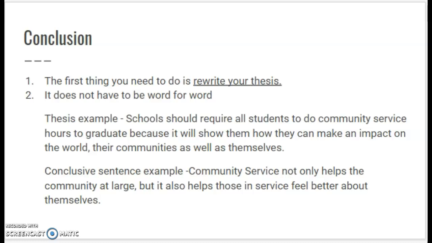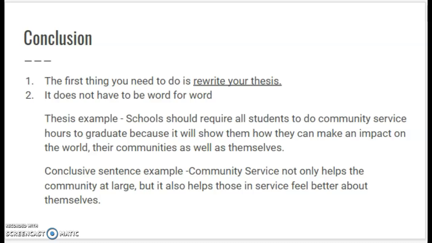Conclusion. That is our final 5th paragraph. The first thing you need to do is rewrite your thesis. Guys, it doesn't have to be word for word. You can condense it a little. You can shorten it. You just want to get that idea in place. Schools should require all students to do community service hours to graduate because it'll show them how they can make an impact on the world, their communities, as well as themselves. That is our thesis example, right?